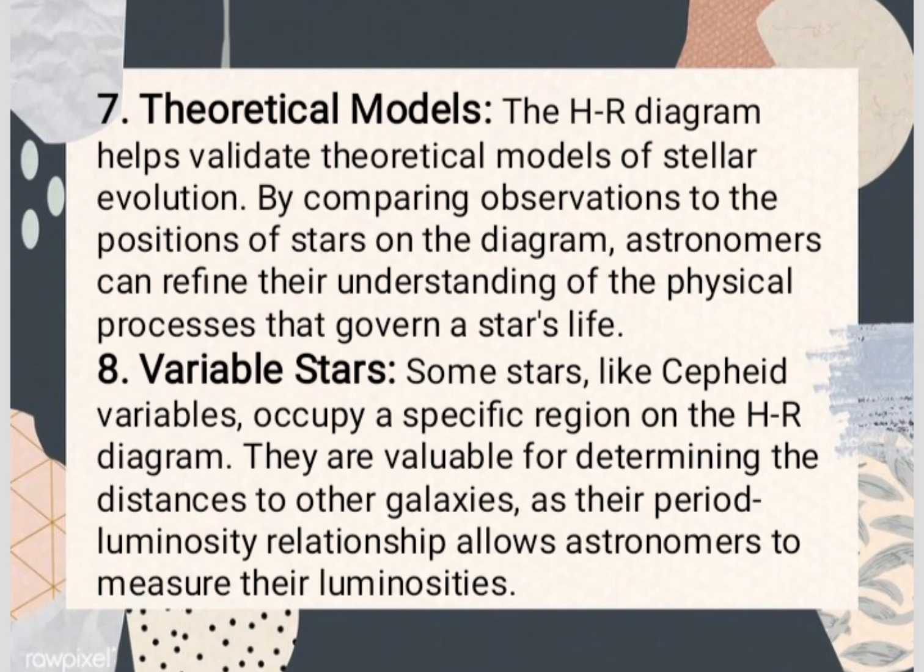Number 7 is theoretical models. The HR diagram helps validate theoretical models of stellar evolution by comparing observations of the positions of the stars on the diagram. Astronomers can refine their understanding of the physical processes that govern a star's life. So the theoretical models help astronomers deepen and broaden their understanding about stars.